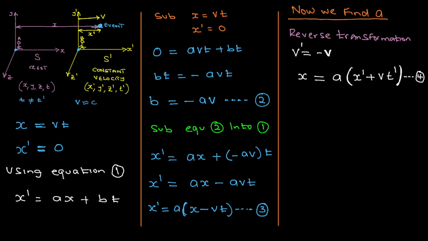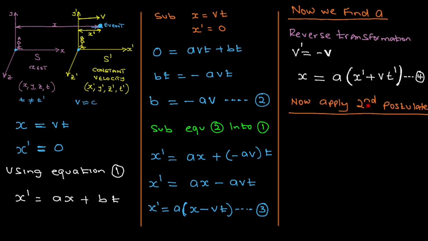So instead of writing x prime, we write x equals a open bracket x prime minus v prime t prime close bracket. But v prime is minus v, so it becomes x equals a open bracket x prime plus v t prime close bracket. Let that be equation 4.